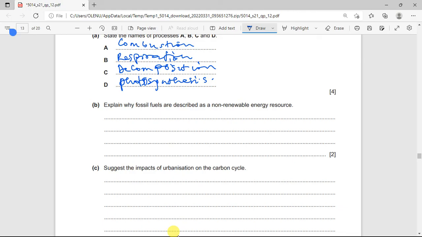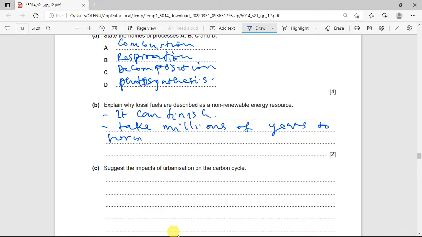Explain why fossil fuel are described as a non-renewable energy resource. First, it is finite. That means it can finish. Takes millions of years to form. So is used faster than is replaced.